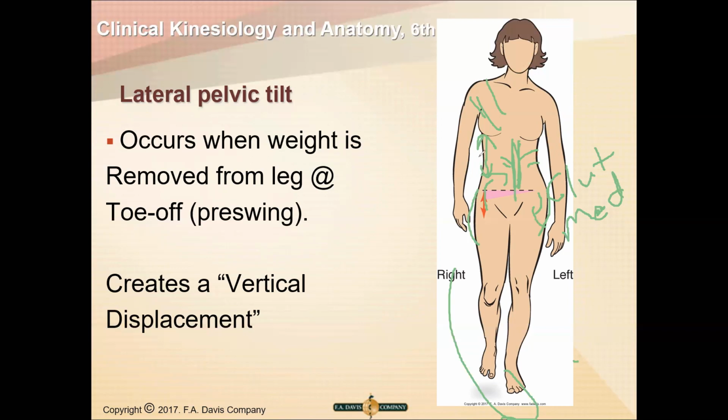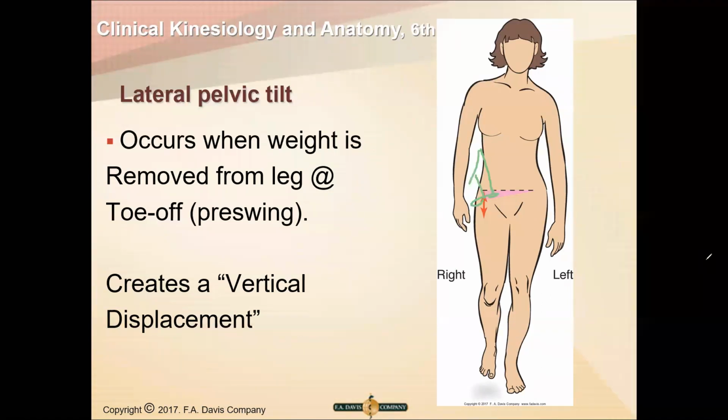Let me erase these because you can't see. Quadratus lumborum looks something like this. It's a quadrant, and it attaches onto the pelvis and goes up to the spinal bodies. That helps a little bit. If we have poor glute med, a lot of times what they'll do is compensate by really contracting the QL. But this is going to create a vertical displacement.